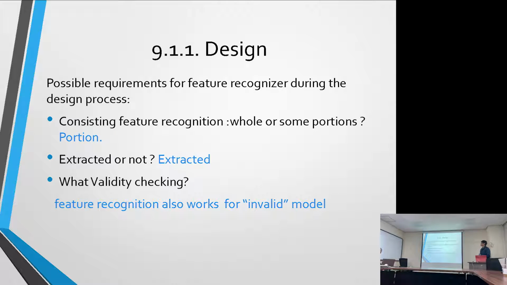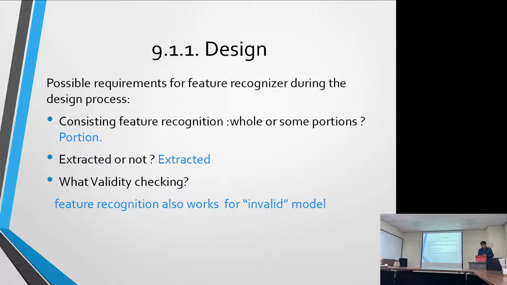So the first one is design. So usually feature recognition is used on a finished part, and during the design process, usually your feature is not yet finished. But sometimes it is useful to have a feature recognition applied during the design process. And whether you want to get the whole feature or the portion, it's usually better to get the portion because, as I said before, the design process does not have a finished product yet.